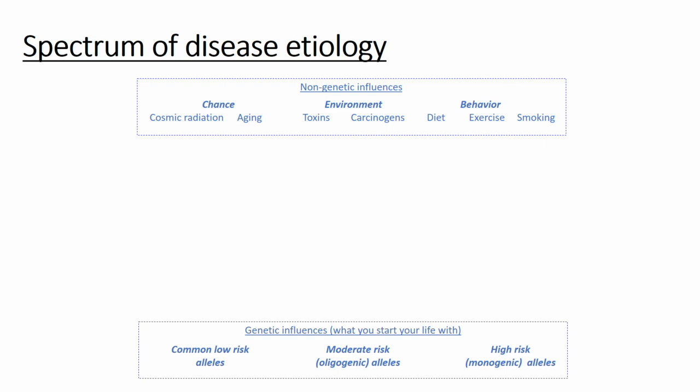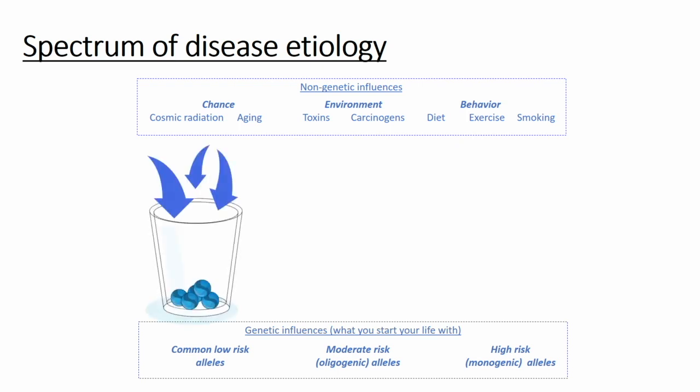And then on top of that, we're going to layer all of the events that happen to us throughout our lives: chance relating to the radiation that our bodies receive daily, the natural effects of aging, environmental impacts like toxins and carcinogens, and the behavioral things that we do to ourselves, such as diet, exercise, and smoking. If we put this together graphically, imagine a cup that's being filled on a daily basis with all of those non-genetic influences, like a cup being filled with water, and your genetic influences being like small marbles in the bottom of the cup.